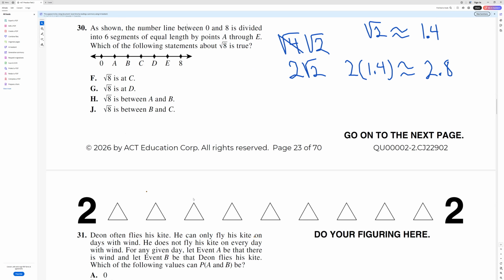Now, we have from 0 to 8, but these are not ones, divided by 6. So 8 divided by 6 is the same thing as 4 divided by 3, which is 1.33, because there are no already numbers from 0 to 8. There's 1, 2, 3, 4, 5, 6. So each space here is 1.33. That means that over here at B is about 2.67.